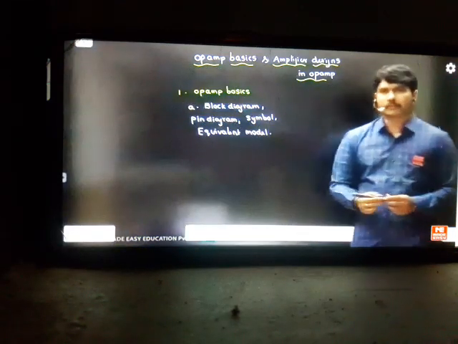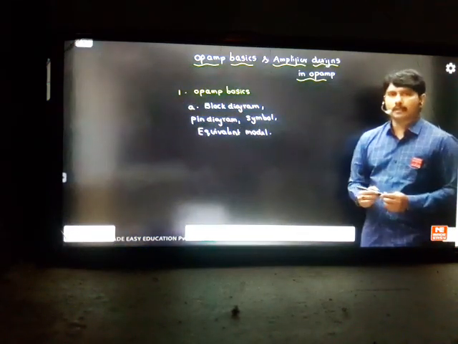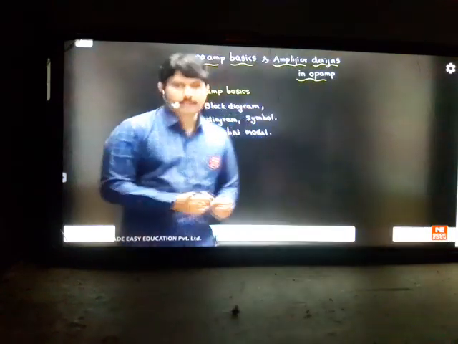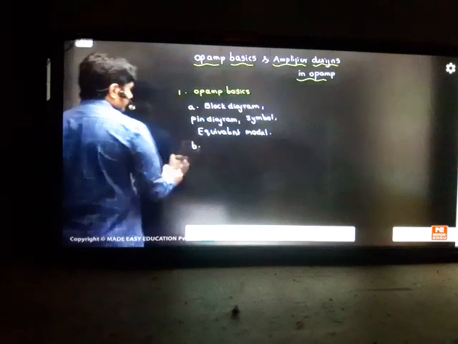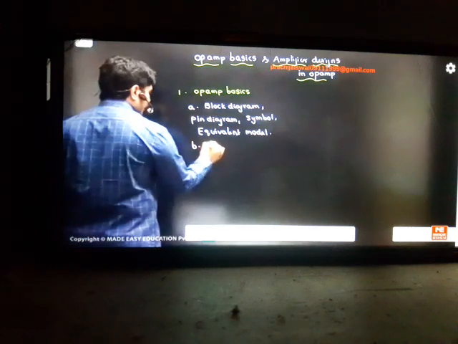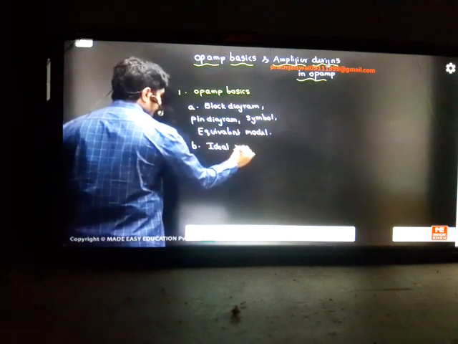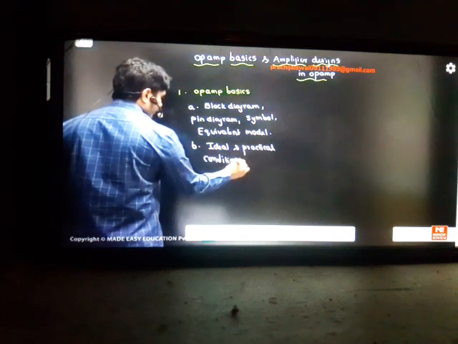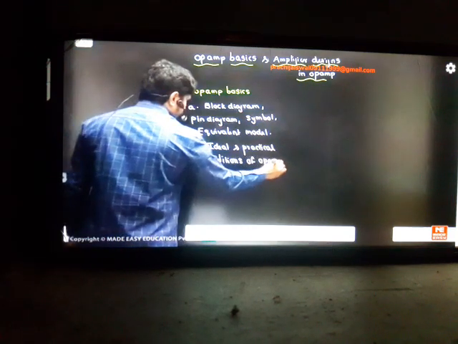Simple things there. Block diagram means what blocks we have. Pin diagram, because it's an integrated IC, so we'll have some pin diagram points, symbol and equivalent model. This is the first topic for you, called basics. After understanding these concepts, the next point is point B. We'll cover the ideal and practical conditions of op-amp. So this is a very important step.